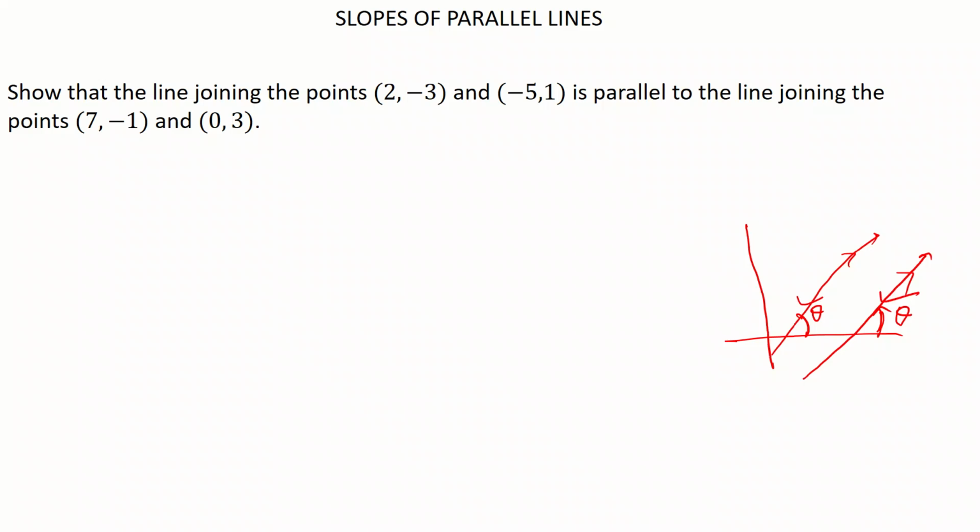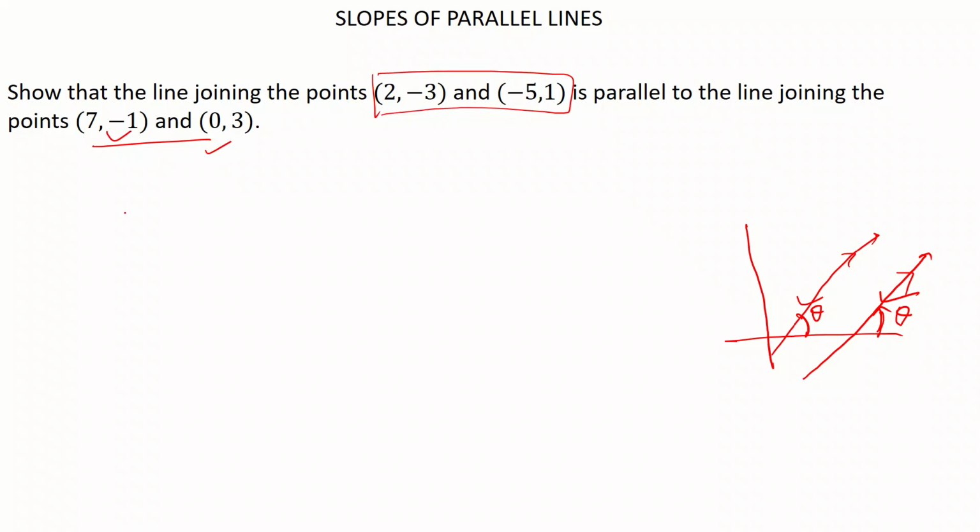So let's use this to find out the answer to the given question. Show that the line joining these 2 points is parallel to the line joining these 2 points. So we are given a straight line which passes through these 2 points and another straight line which passes through these 2 points. Remember that to draw any straight line, you just need 2 points. So whenever you see 2 points, they can be thought of as forming a straight line. So first of all, let's find out the slope for the line joining these 2 points.